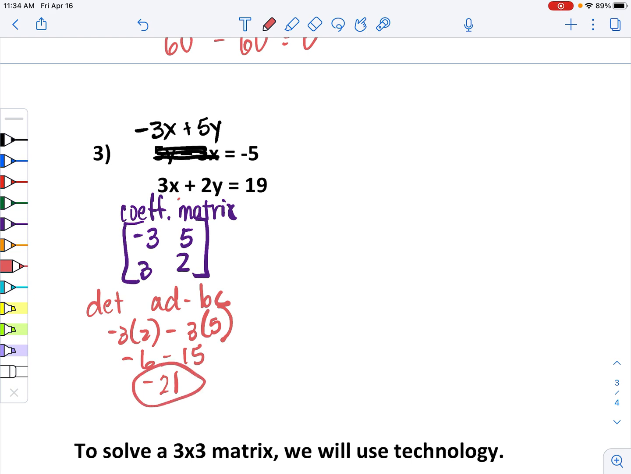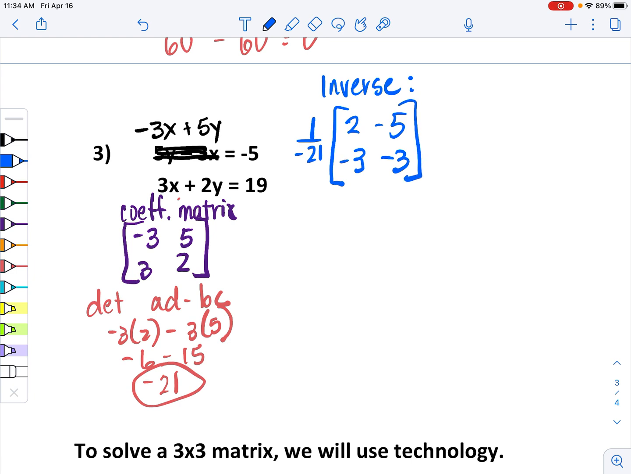So now I'm going to look for my inverse of the coefficient matrix. And to get that, I take my 1 over my determinant, so 1 over negative 21, times, remember, A and D trade places, so this is 2 and this is negative 3. B and C stay the same number, but opposite signs. Okay, so that's going to give me my inverse matrix.